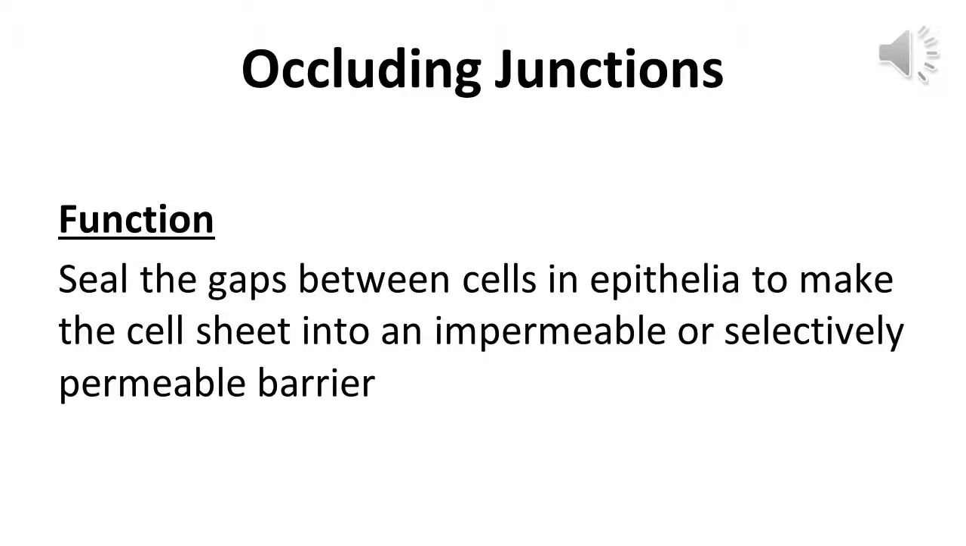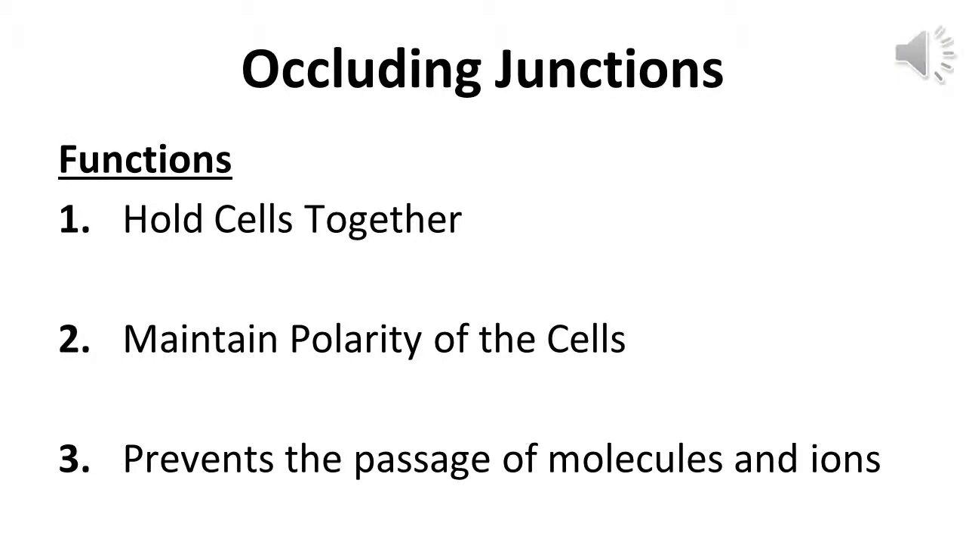Occluding junctions, by definition, seal the gaps between cells and epithelia to make the cell sheet into an impermeable or selectively permeable membrane. In more simple terms, the functions of the occluding junction can be broken down to three primary roles. 1. It holds cells together. 2. It maintains polarity of the cells. And 3. It prevents the passage of molecules and ions.